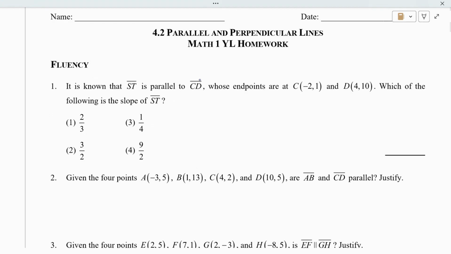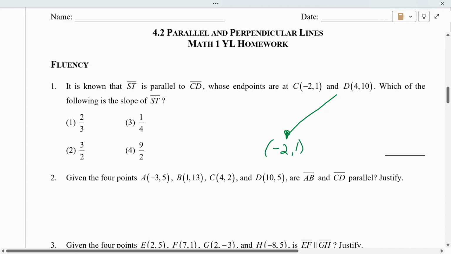So question number 1 says, it is known that segment ST is parallel to segment CD, whose endpoints are at C (-2, 1) and D (4, 10). So let's just draw a sketch. So this is segment CD. This is the ordered pair (-2, 1), and this is the ordered pair (4, 10). This is point C and this is point D.